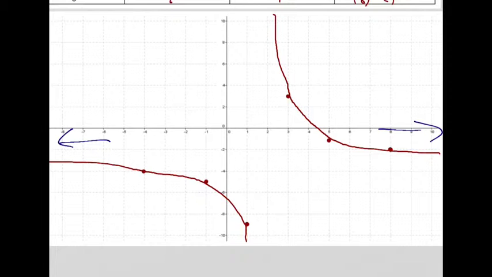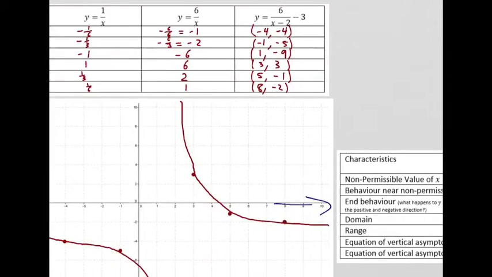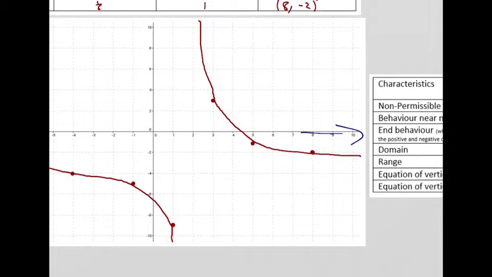Yeah, right? This transformation, right here, took the entire graph, just 1 over x, and moved it down 3. It brought the asymptote with it. The asymptote used to be y equals 0. It brought it down to y equals negative 3. Right? You can also think about that for the vertical asymptote. It used to be x equals 0. This transformation brought it 2 to the right. So our vertical asymptote is x equals 2.